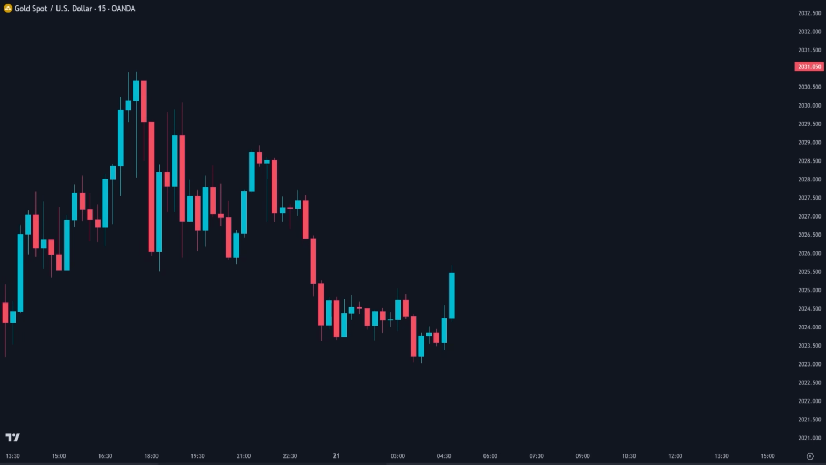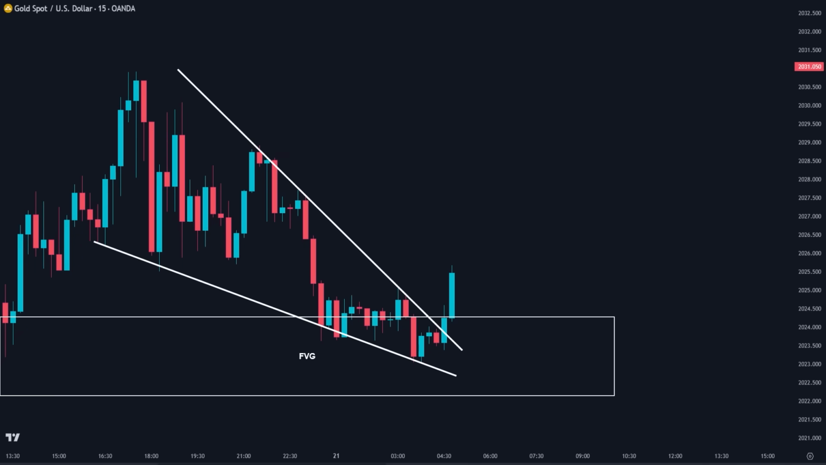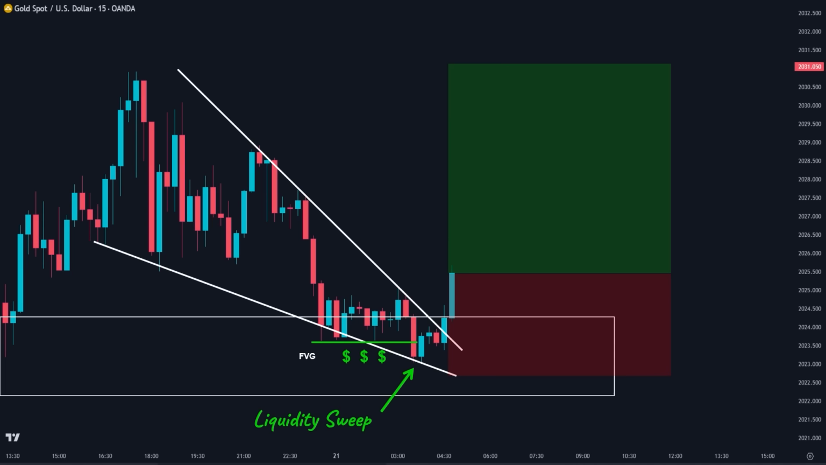On the 15-minute chart, we can identify this wedge pattern which has been broken to the upside exactly after the market has tapped into the 1-hour FVG. We also have this liquidity pattern, which has swept the stop losses below these equal lows. Now that we have a clear breakout, we can open a long position and set our stop below the swing low.